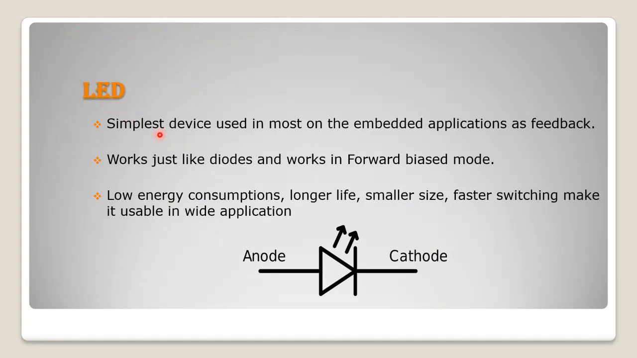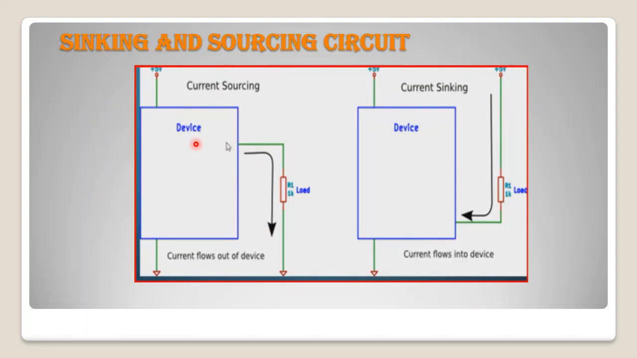LED. The simplest device used in most embedded applications as feedback. Works just like a diode and works in forward bias. Low energy consumption, longer life, smaller size, and faster switching make it usable in wide applications. This is the LED. This is the sinking and sourcing circuit. Here current flows into the device and here current flows out of the device.